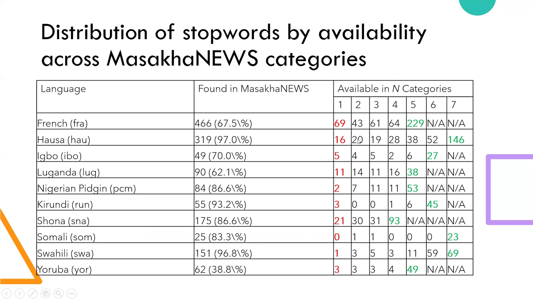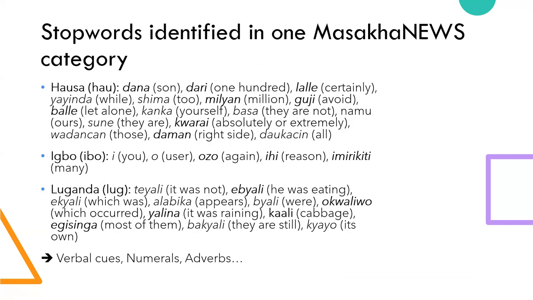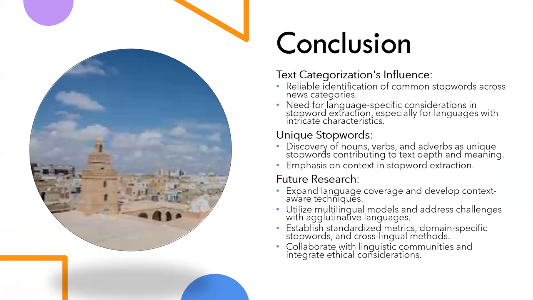If these are actually stopwords, then our assumption is probably false. But if these are not true stopwords, then our assumption is true. And text categorization can help refine the results of TF-IDF-based stopword extraction. What we found is that the stopwords identified in only one MasakhaNEWS category are mainly not stopwords. They are actually verbal cues, numerals, adverbs. This proves the consistency of our work and provides a promising direction for future research on stopword extraction.